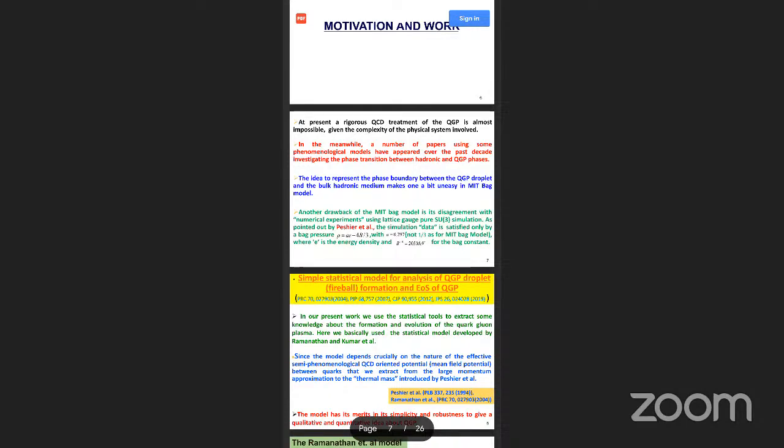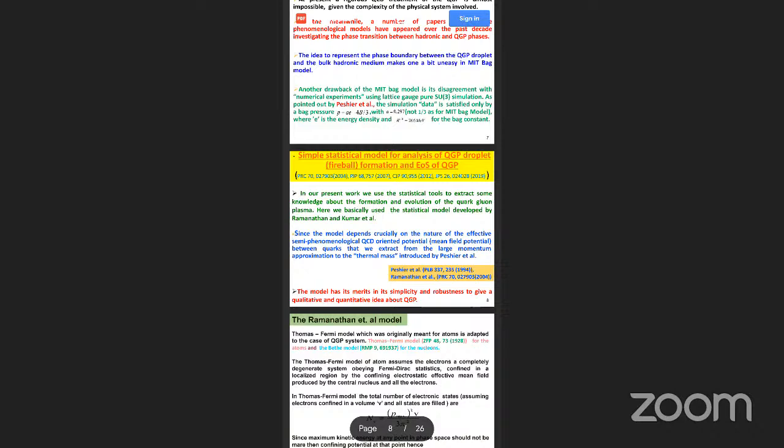Whenever we try to investigate the phase transition between hadronic matter and QGP, the idea of representing the phase boundary between the QGP droplet and bulk hadronic matter makes one a bit uneasy in the MIT bag model. Also, it was pointed out by Peshier that there is a disagreement with the numerical experimental result, shown for the pressure and bag constant. So we use the statistical model for the analysis of QGP fireball formation, and we can also produce the equation of state of QGP. The model has its merits in its simplicity and robustness to give a qualitative and quantitative idea about the quark-gluon plasma.